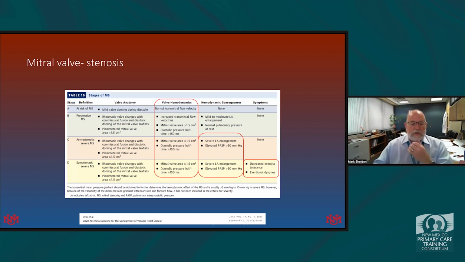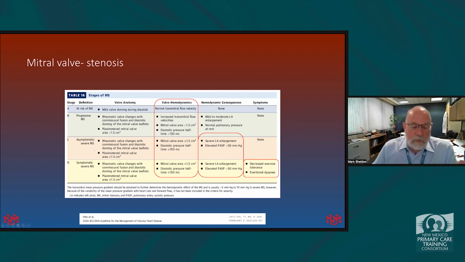Again, going through the stages: at risk, where we might just see very mild abnormal motion of the valves but no real stenosis. Mild stenosis is where your mitral valve area, calculated by certain parameters, is approaching 1.5 centimeters. Anything less than 1.5 centimeters is considered severe, and severe is usually even smaller, and you often have very symptomatic patients at this time.